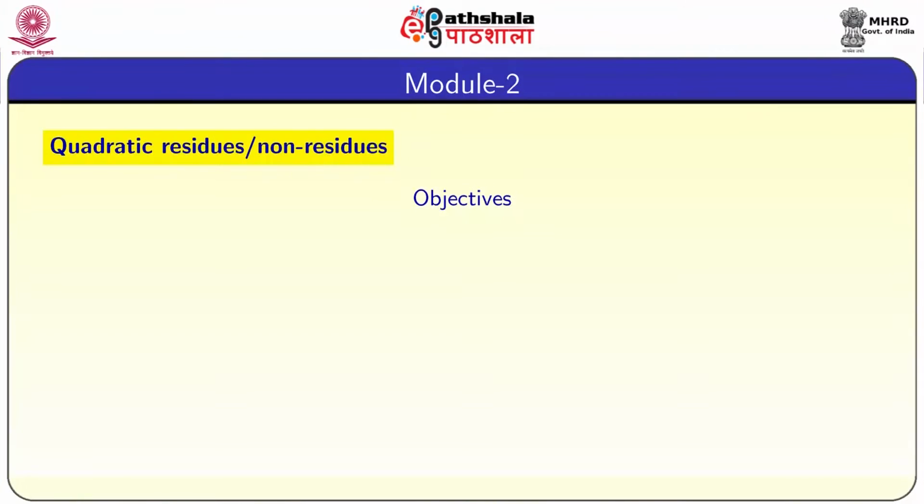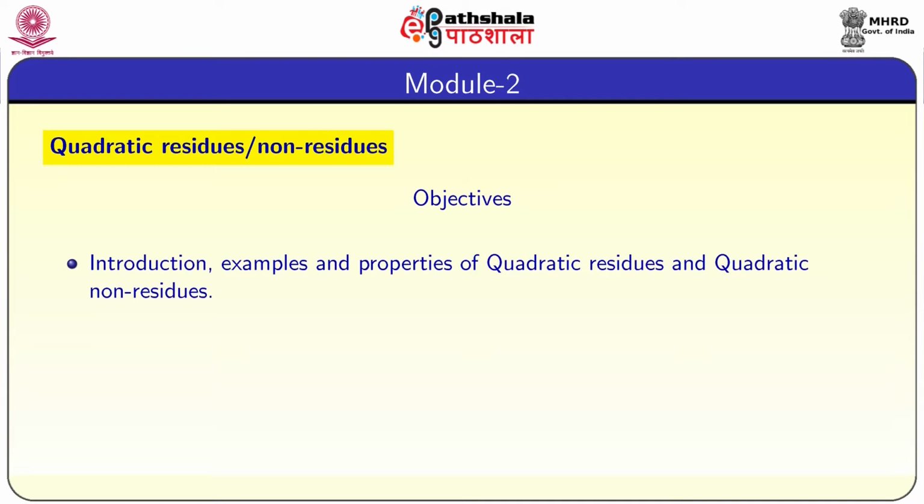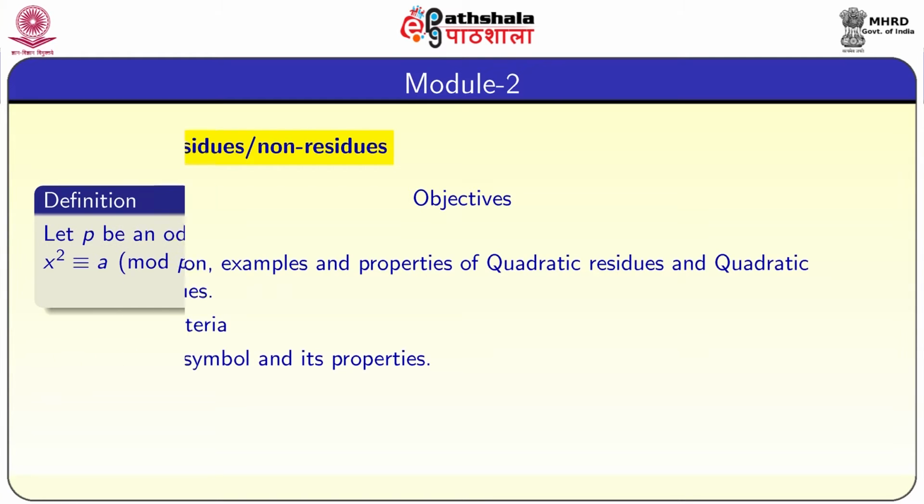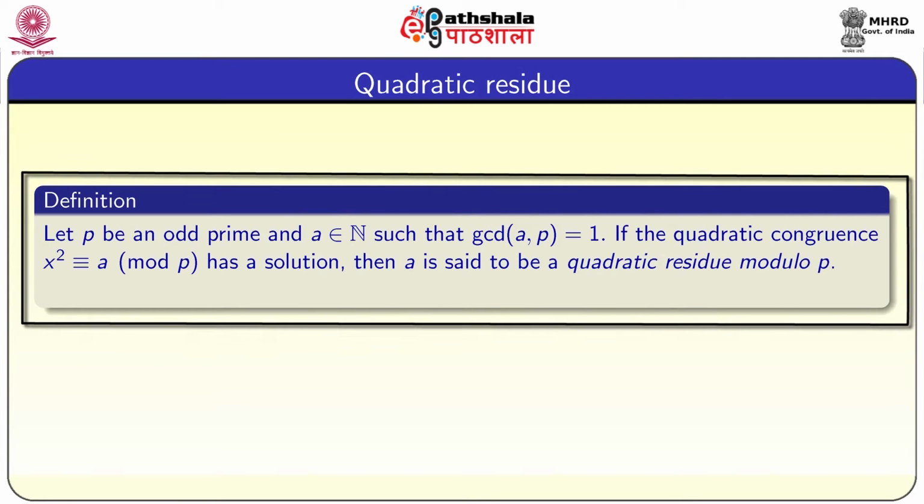In chapter 4, primitive roots and quadratic residues. In module 2 we are going to discuss quadratic residues and non-residues. The objectives of this module are: introduction, examples and properties of quadratic residues and quadratic non-residues, Euler's criterion, Legendre symbol and its properties.